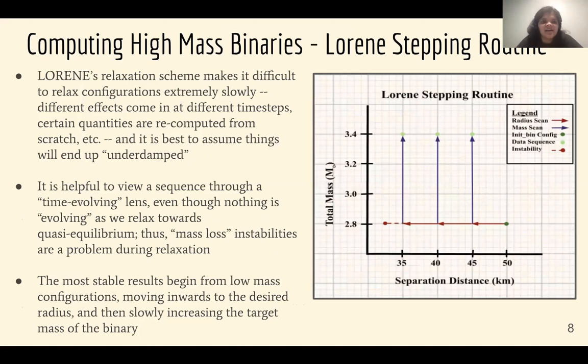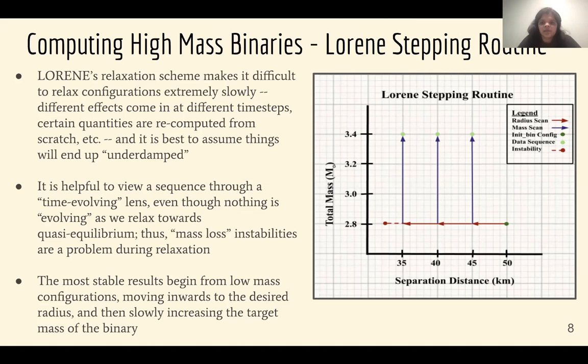Never mind. Another fix that we used was for getting high mass binaries. Lorene's relaxation scheme makes it difficult to relax configurations extremely slowly, because some quantities are recomputed from scratch at different time steps, and it is best if we assume that things will end up undamped.